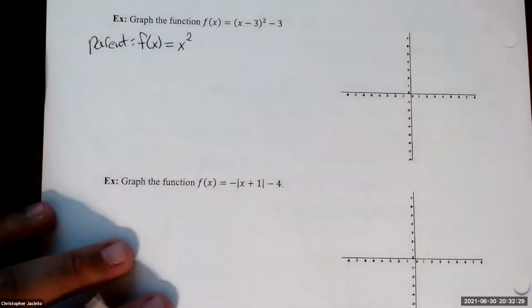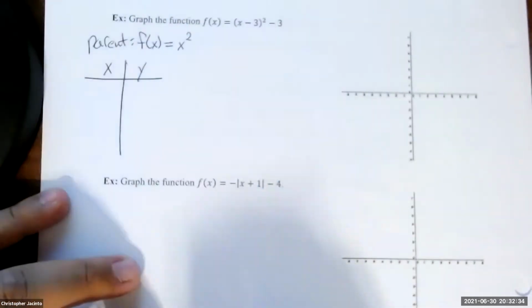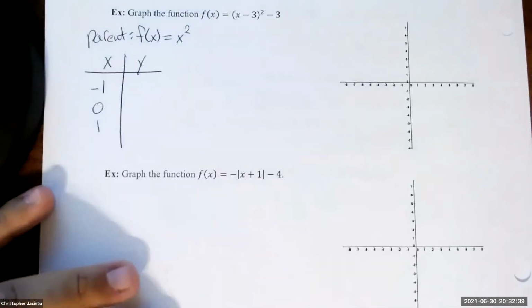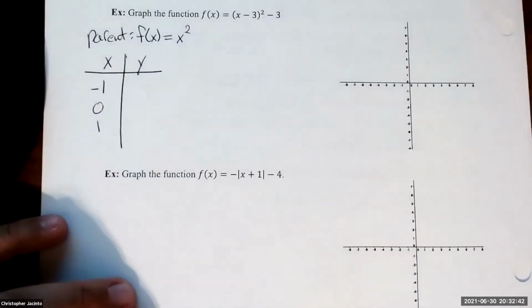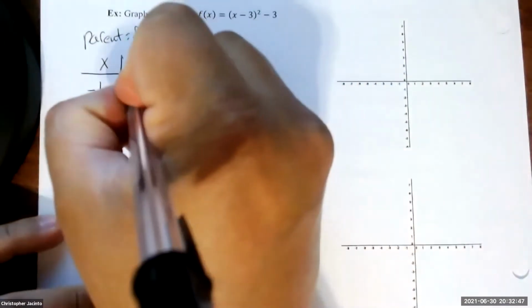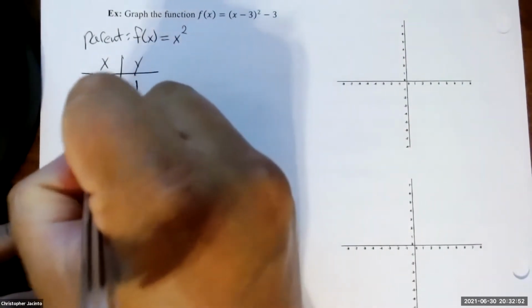So parent function here, we're going to talk about, right, squared, so it's just going to be x squared. Okay. So let's try -1, 0, and 1. Again, right, you don't have to do 2 off the bat. You could use any numbers, but you don't want to go too crazy on the graph. So -1 squared gives you +1, 0 squared is 0, and then 1 squared is just 1.